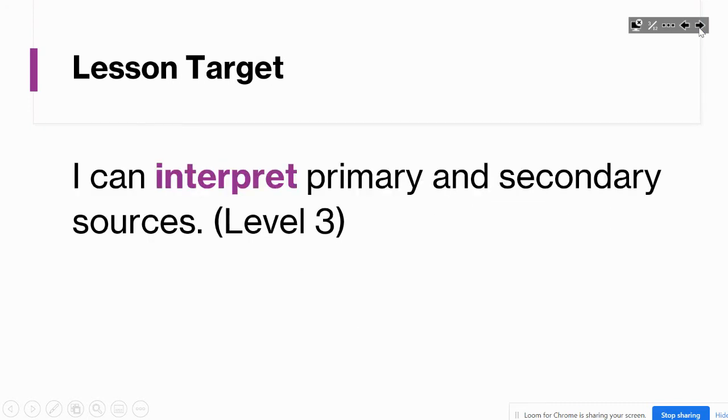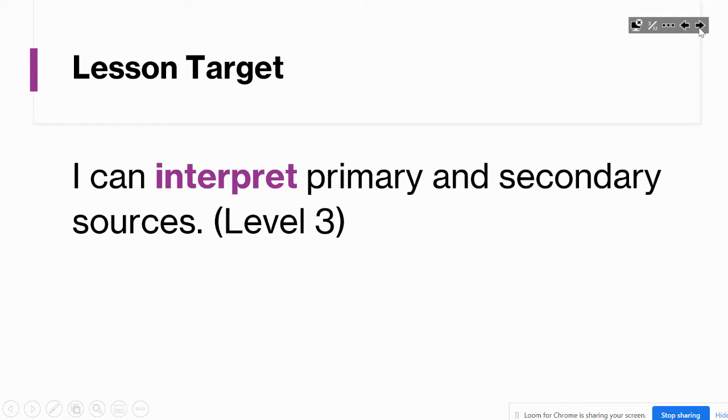So I have a target for you. There is something that I want you to achieve when we're doing this lesson. I challenge you to try to be able to interpret primary and secondary sources successfully, not just analyzing them, but also being able to interpret them and how they're relevant to history, right?